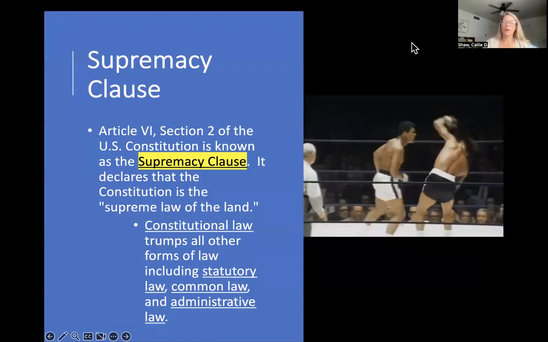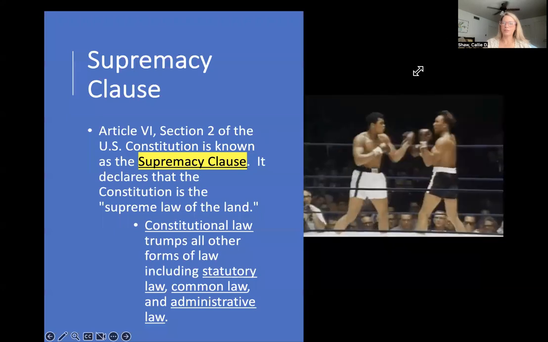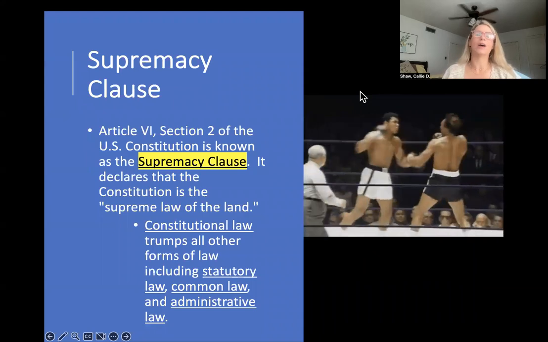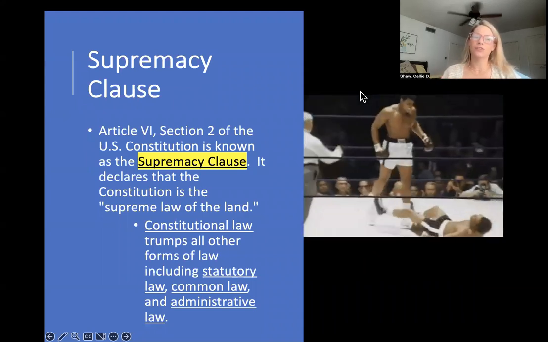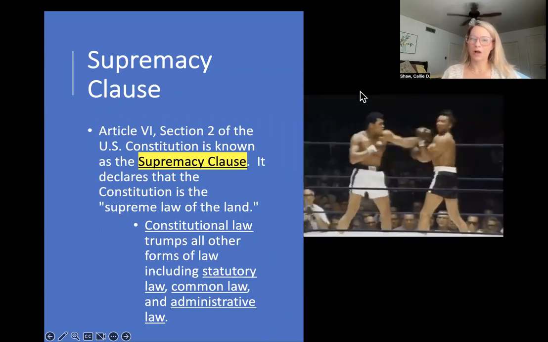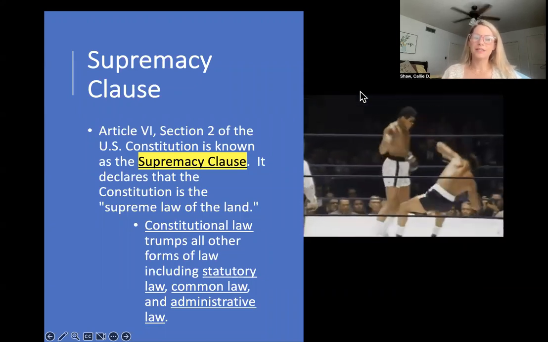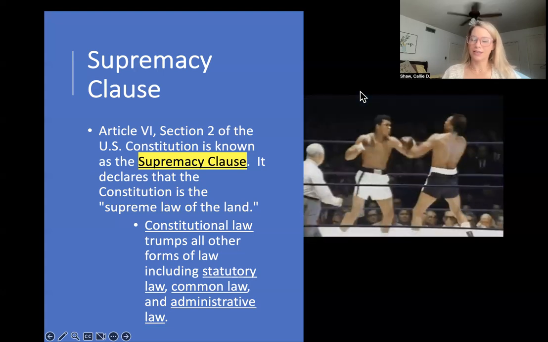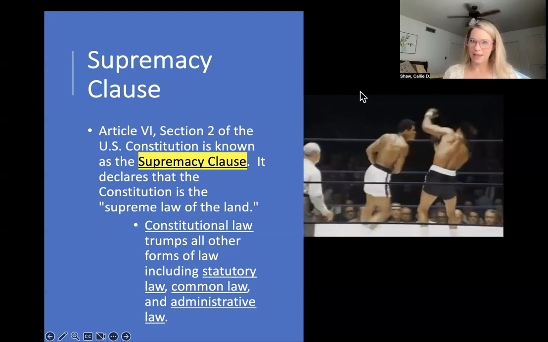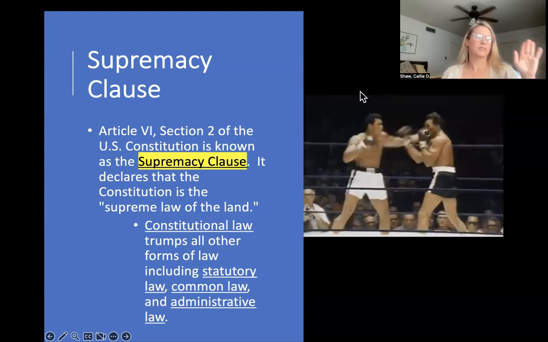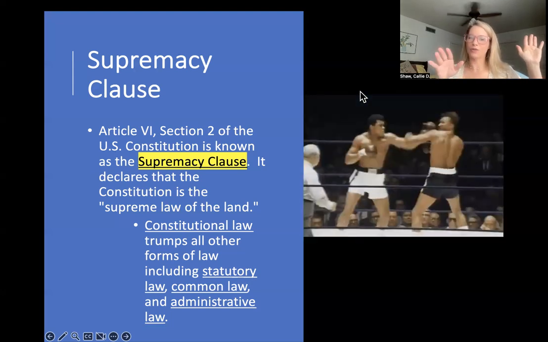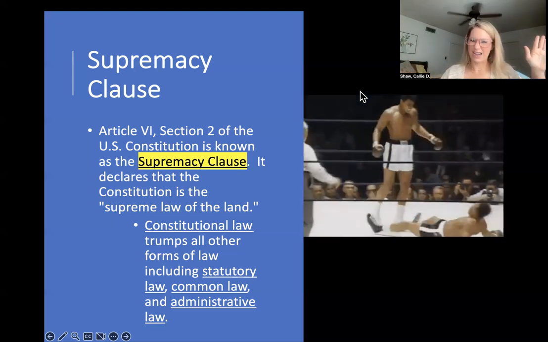Now, this is important, and notice that it's highlighted in yellow, which means that you should be filling this in on your handout. The United States Constitution, Article 4, Section 2, has what's known as the Supremacy Clause. Now, the Supremacy Clause declares that the Constitution is, in fact, the supreme law of the land, meaning that if anything comes in conflict with what's set in stone in the Constitution, who wins? Constitution. Other one, they lose. They get knocked out, right?